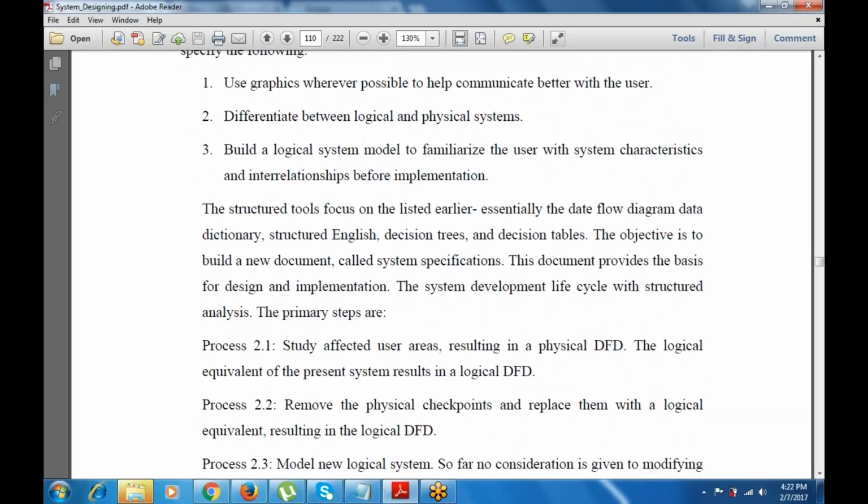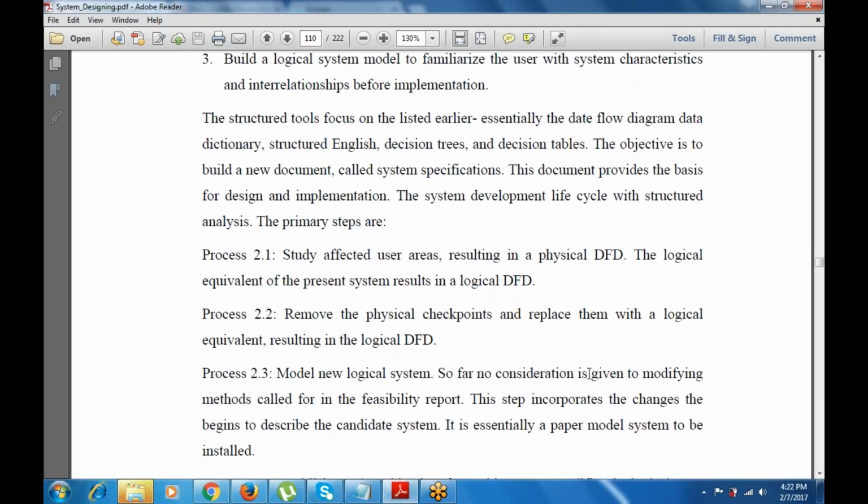Now, the system development life cycle with structured analysis: what does it contain? It includes studying the affected area or user areas, which results in a physical DFD, and the logical equivalent of the present system results in a logical DFD also. Then it removes the physical checkpoints and replaces them with the logical equivalent.